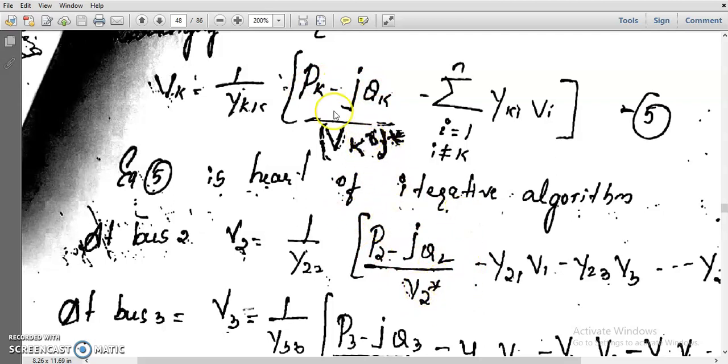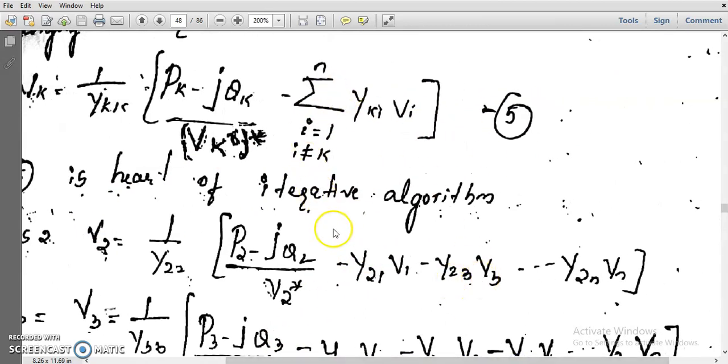V2 raised to star, and here the iteration will be there. r equals 1 if you want to go for the first iteration. Now the summation will be split here because this is the second bus. So Y_21 V1 minus Y_23 V3, and so on up to Y_2n Vn. One thing: Y_22 is already there, so don't put Y_22 V2 here. Understand the concept? Here Y_21 V1, don't put Y_22 V2 because Y_22 is already there, so you skip that.